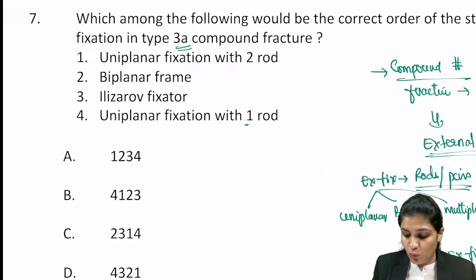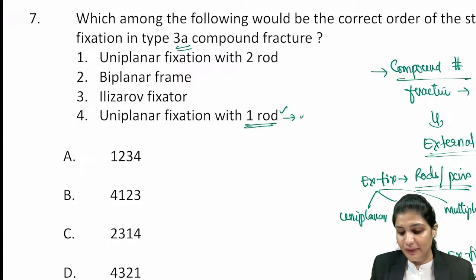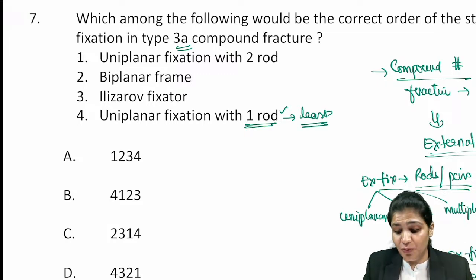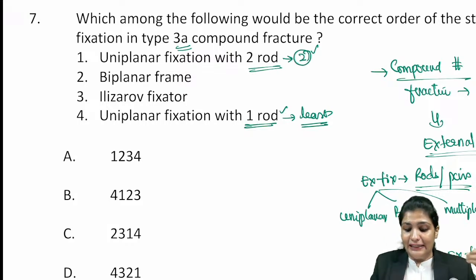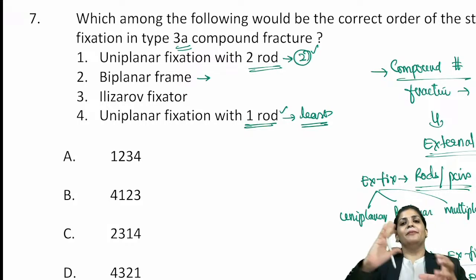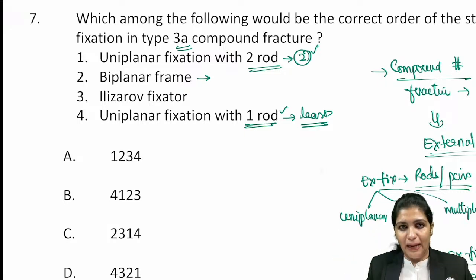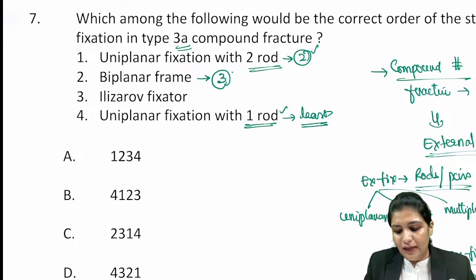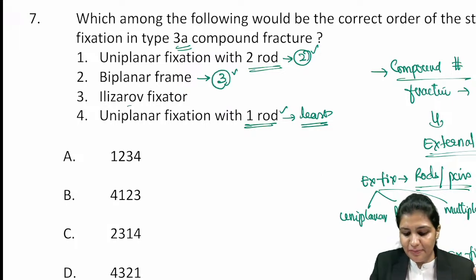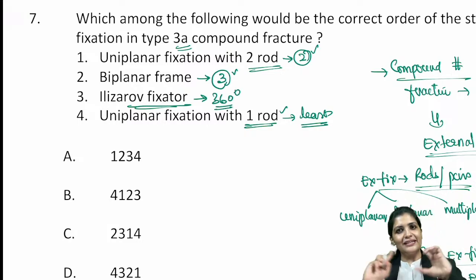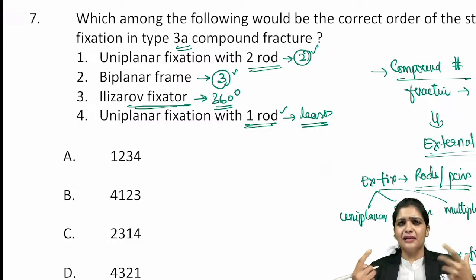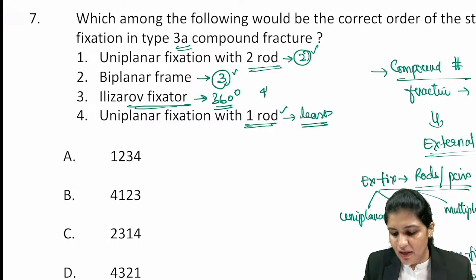So if you fix with one rod, usually the stability will be the least, and this stability can be increased if you increase the rod. So this is the next best option, right? And if you increase the stability in multiplanar fashion, so if you're giving it 3D fixation, that is a biplanar frame, again it will increase the stability. And ultimately if you give a 360 degrees fixation, so you're fixing it around the bone, it increases the stability multiple times. So this is the fourth one.